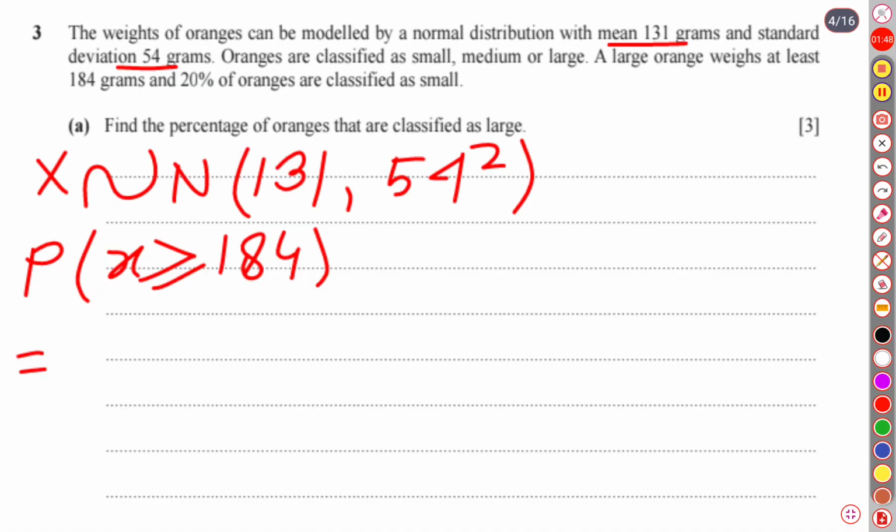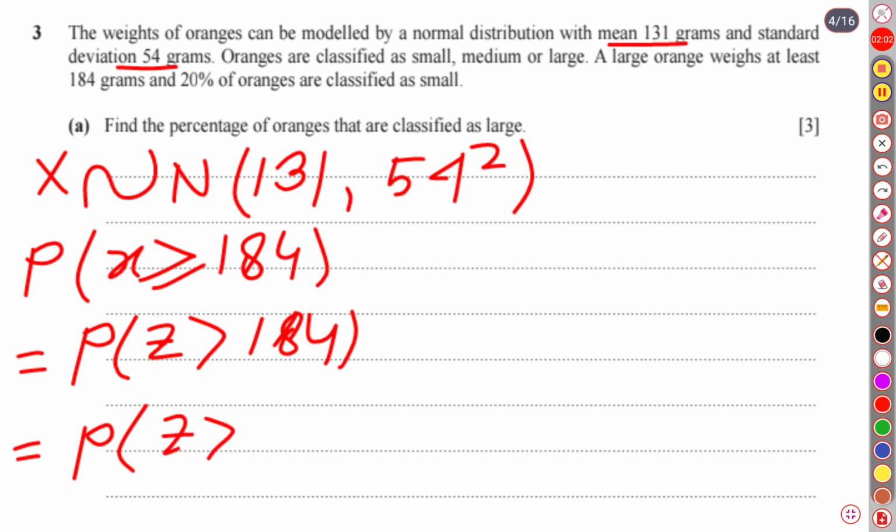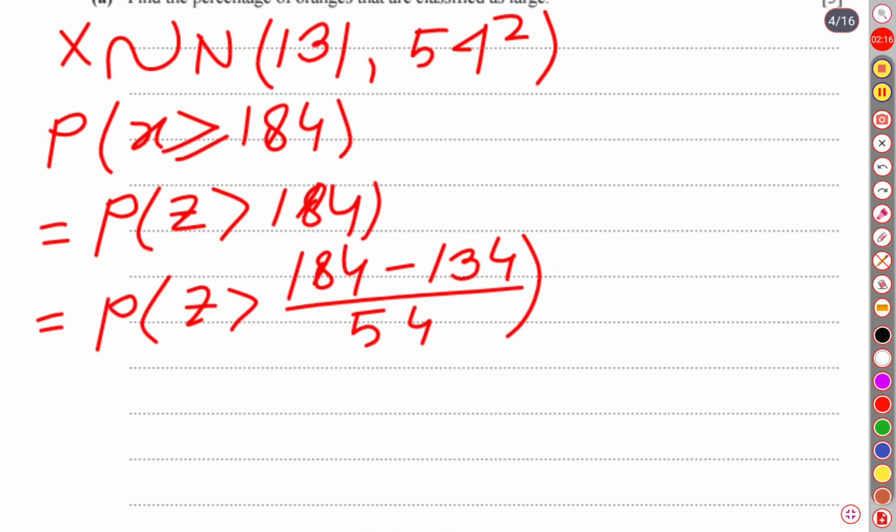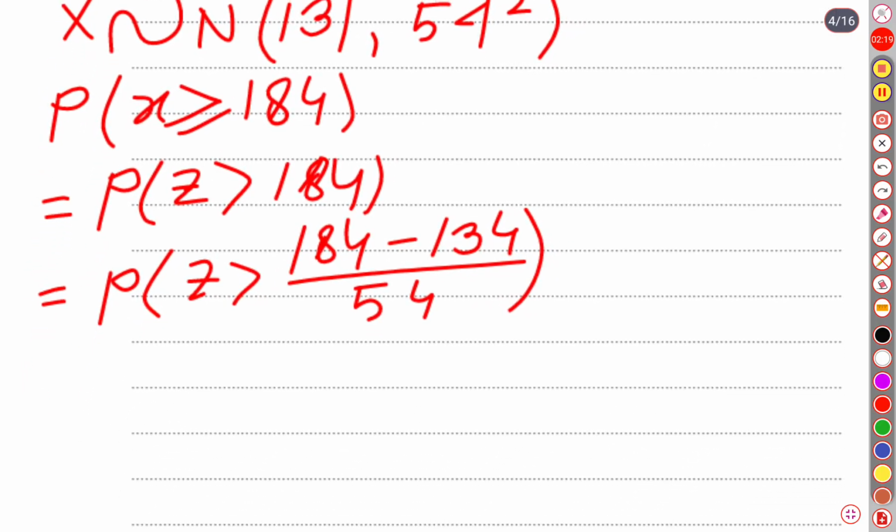Then we will standardize the score. Probability of Z greater than 184, and then we will find the z-score of this. You know how to calculate this: 184 minus mean, which is 134, over standard deviation, which is 54. Now a question may arise in your mind: when we started our writing, the question told that x is greater than or equal to 184 grams, but when we standardized this score we have written only greater than.